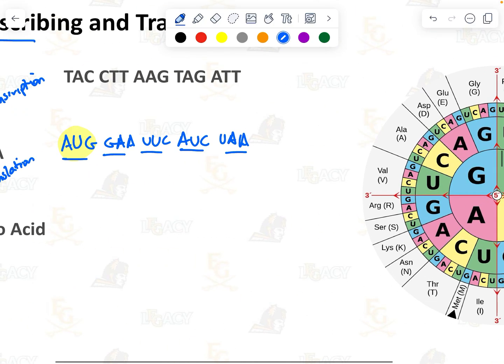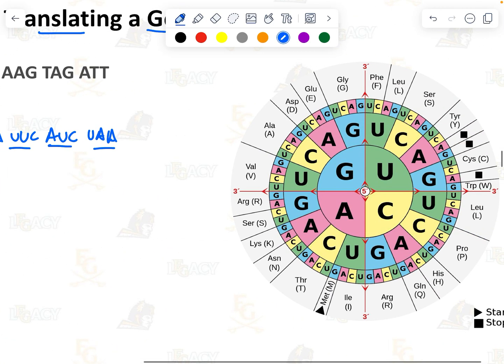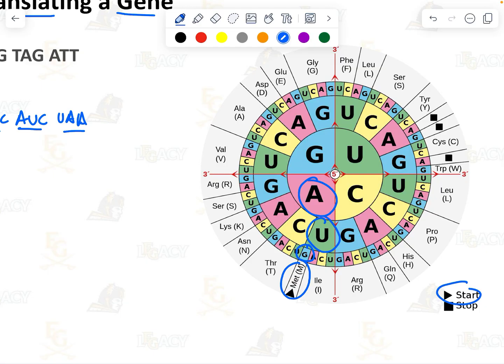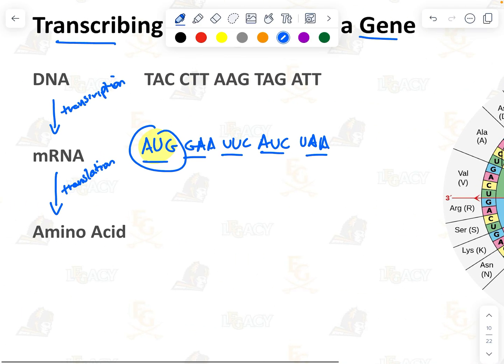So if my first codon is AUG, then I'm going to start in the middle, A. I'm going to work out to the next row, U, and then the third row, G, is MET, or methionine, which we see is actually a start codon. So what I get here is I get a start, which technically is MET, which stands for methionine, which is an amino acid.